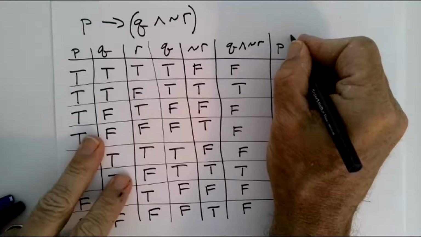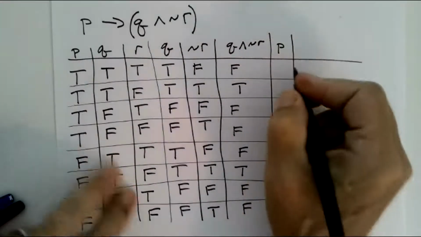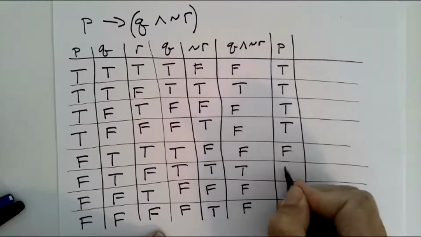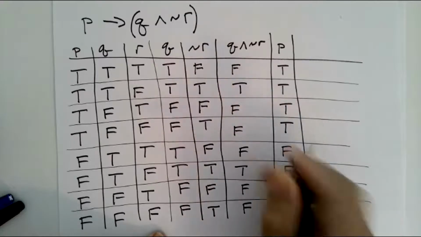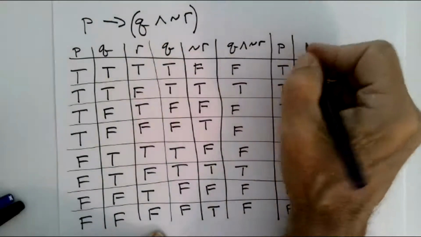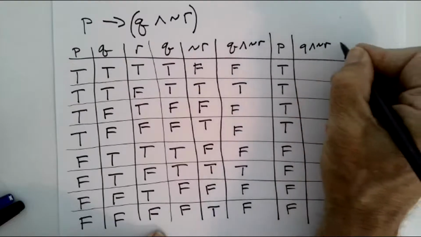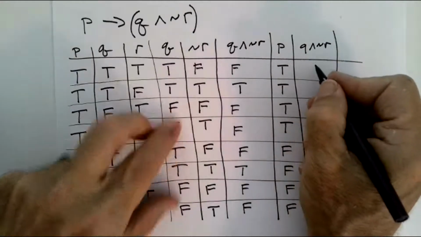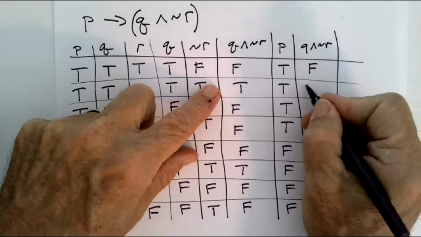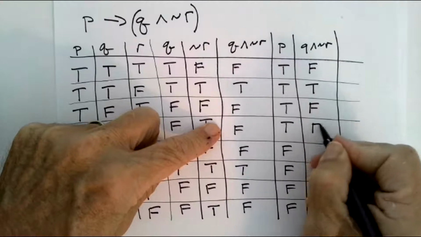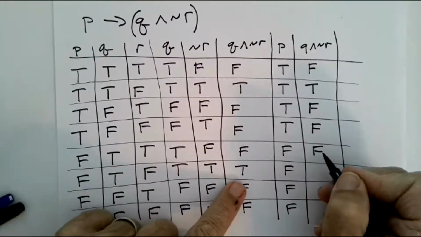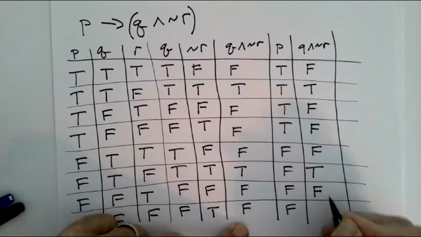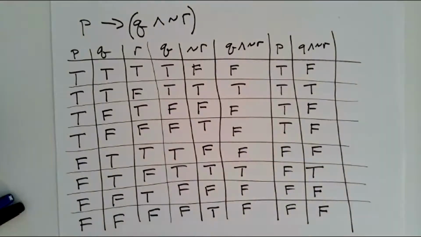So I'm going to recopy the P column first: 4 T's, 4 F's. I like to recopy it. I want if on the left. I want the next one on the right, Q and not R on the right. So we've already done that. F, T, Q and not R: F, T, F, F, F. I think that's a T. It looks like a T. T, F, F.